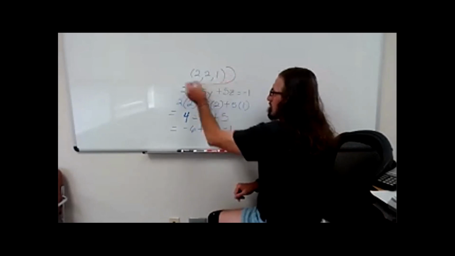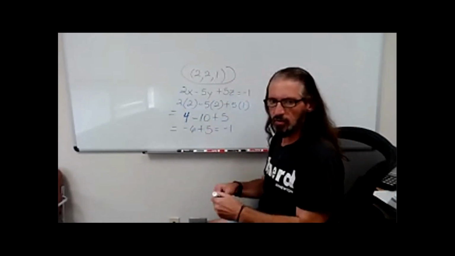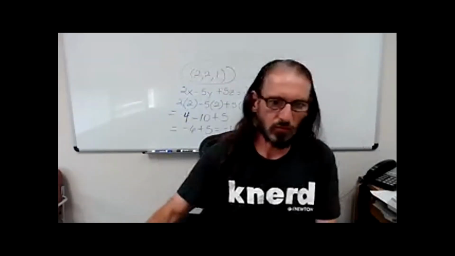So the ordered triple 2, 2, 1 is indeed the solution to this 3x3 linear system of equations.